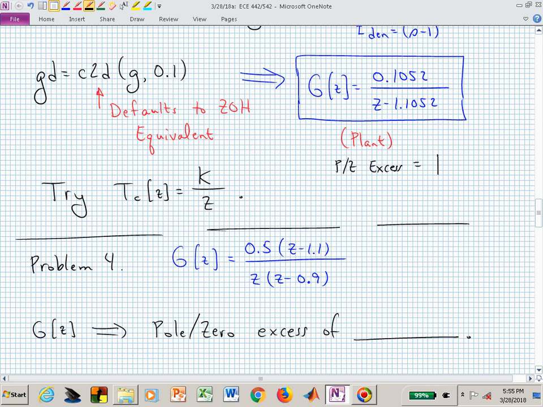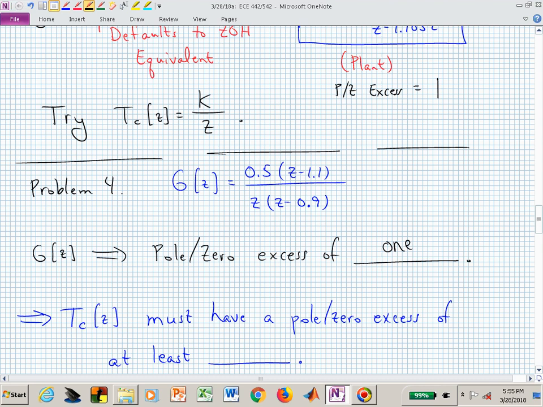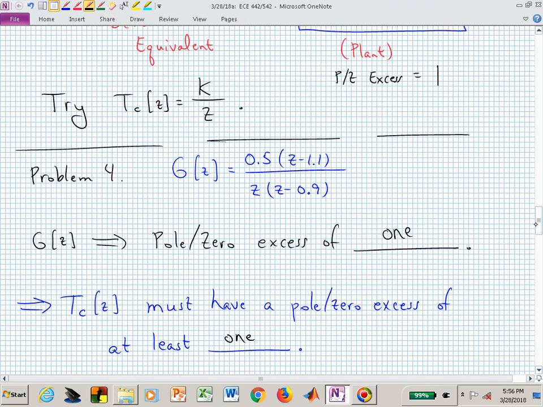What's the pole zero excess for capital G of Z? Then our desired closed loop transfer function, capital T sub C of Z, must have a pole zero excess of at least 1. It can't be 0. We can't have the same number of zeros as we have poles, since our plant has a pole zero excess of 1.